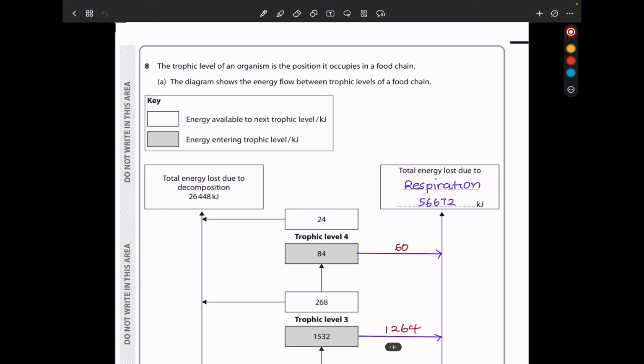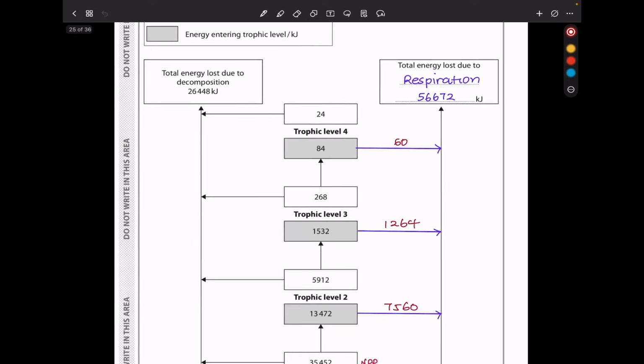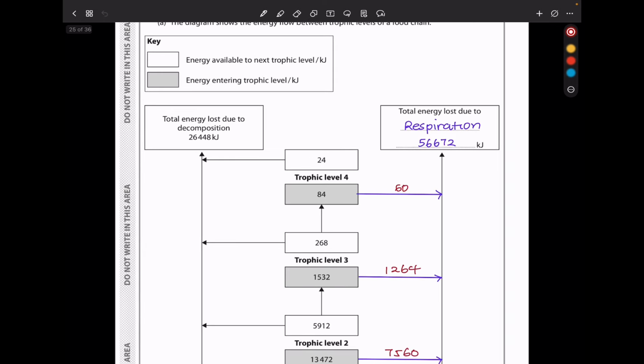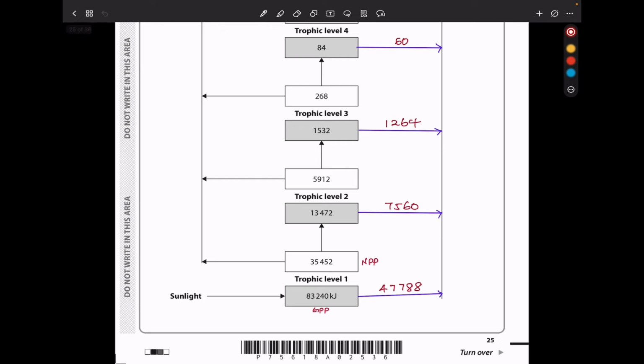In question 8, the trophic level of an organism is the position it occupies in a food chain. The diagram shows the energy flow between trophic levels of a food chain. So this is what we have here. They've given us the energy available to the next trophic level and energy entering the trophic level. So let's see the first question.